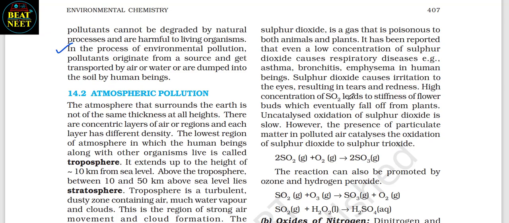In the process of environmental pollution, pollutants originate from a source and get transported by air or water or dumped into the soil by human beings.